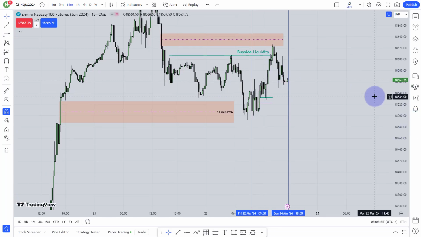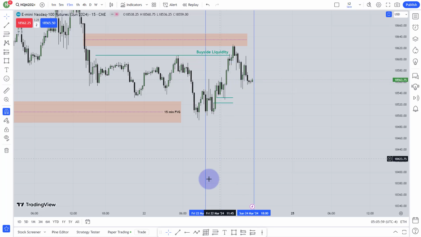At the same time, I'm looking for a 15 minute fair value gap. What type of fair value gap? Either the entry fair value gap. This is the entry fair value gap here. Sorry. This is the entry fair value gap, and this is the last fair value gap. So over here, this is the last fair value gap. If the market can reach any of these fair value gaps, I will frame my buy setup again. Again, I will look for a buy setup.